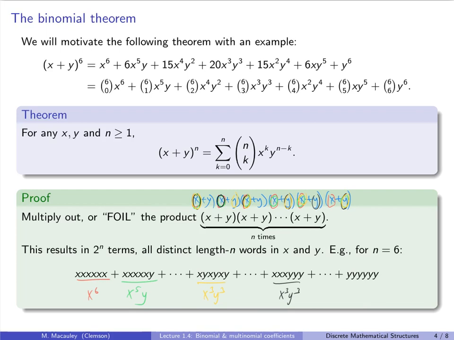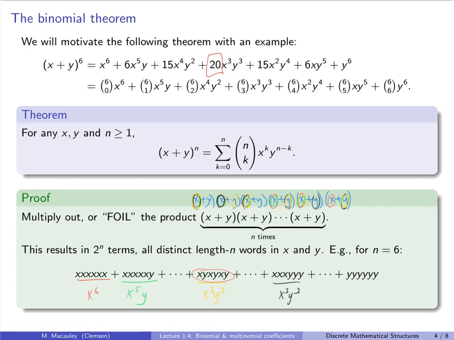And you're going to end up getting 2 to the n terms, again, one for every possible word in x and y, because you're multiplying one of these 2 terms times one of these, so either an x or a y from each factor, and so forth. And so the coefficient of, say, x cubed y cubed is the number of words in x and y of length 6 that have 3 x's and 3 y's.